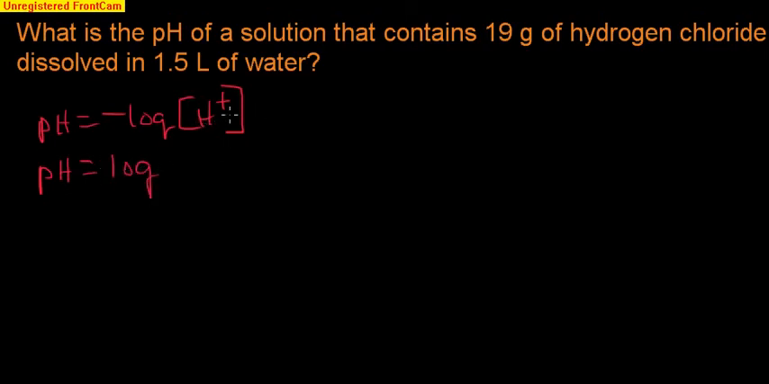Now, we have to find this hydrogen ion concentration. So you may say, okay, how do I find the hydrogen ion concentration? Well, whenever you have a strong acid, and we know that hydrogen chloride is a strong acid, it means that it fully dissociates into solution. So, because a strong acid fully dissociates in solution, whenever we calculate the molarity of a solution with a strong acid, the molarity is going to tell us what the hydrogen ion concentration is going to be.